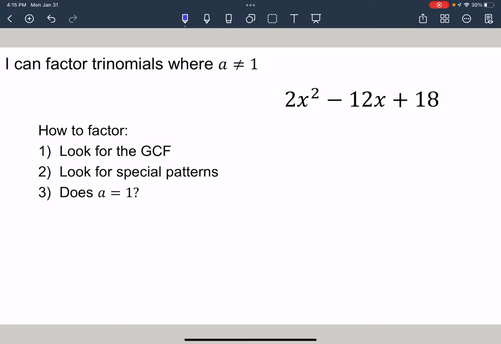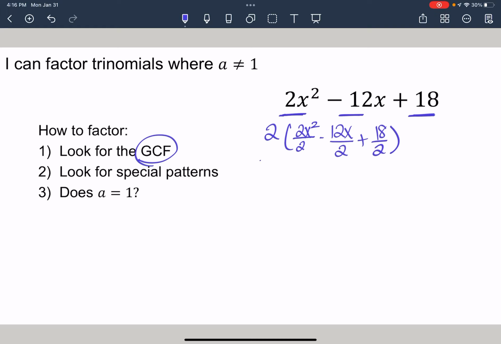So let's look at this question. It says 2x squared minus 12x plus 18. So you see what's different from last week is that there's a number in front of the x squared term. So we're going to look first for a GCF. If you notice, 2, 12, and 18 have a GCF of 2. So I can factor out a 2 from this equation. So I'm going to divide a 2 out of every term.